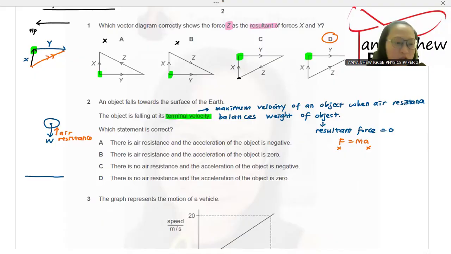Now, let us look at which statement is correct. A, there is air resistance and the acceleration of the object is never zero. Wrong, because the acceleration of the object will keep on decreasing until it reaches zero. B, there is air resistance and the acceleration of the object is zero. This is true. At terminal velocity, there is no acceleration. C, there is no air resistance. How is it possible? C and D are wrong.